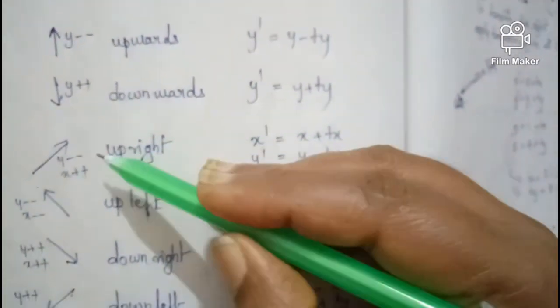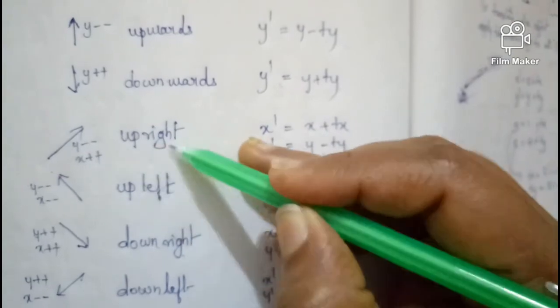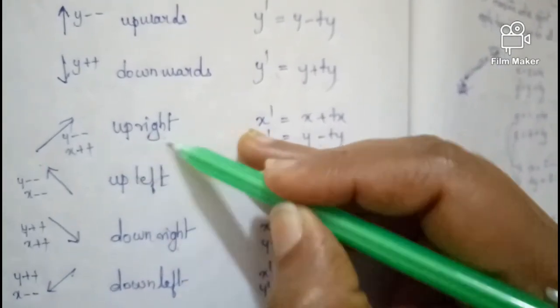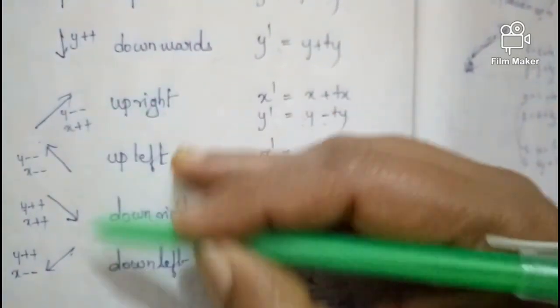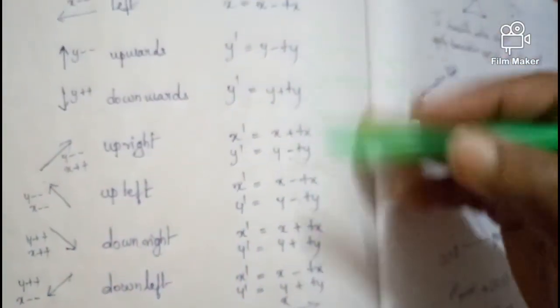When multiple translations occur together, up right, up left, down right or down left, then both x and y will change. Use the appropriate equation so that you can have a clear cut translation.